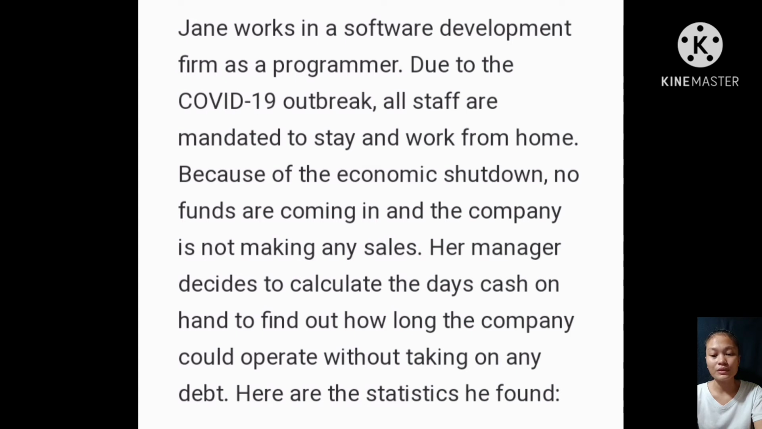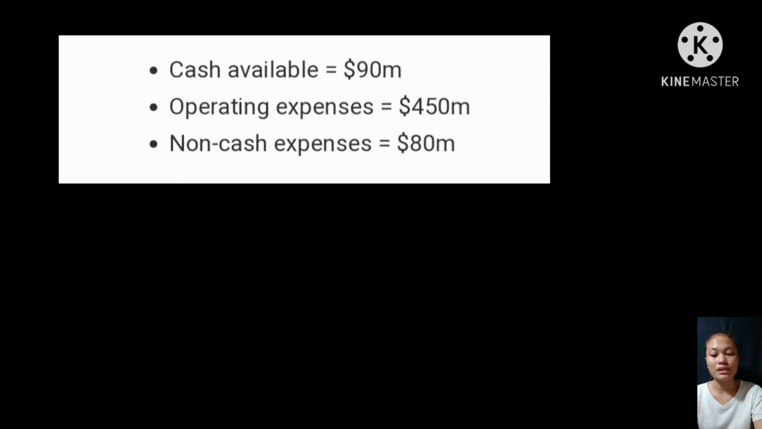Because of the economic shutdown, no funds are coming in and the company is not making any sales. Her manager decides to calculate the days cash on hand to find out how long the company could operate without taking on any debt. Here are the statistics he found. The company had $90 million in cash and cash equivalents available. It also had operating expenses of $450 million and a total of $80 million in non-cash or depreciation expenses.